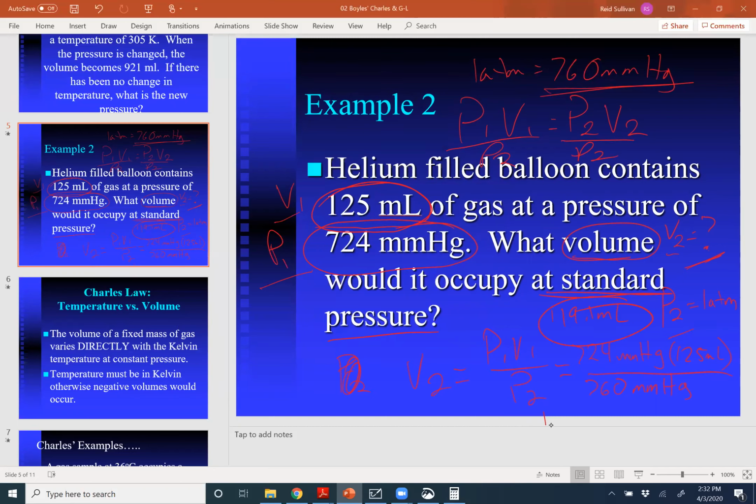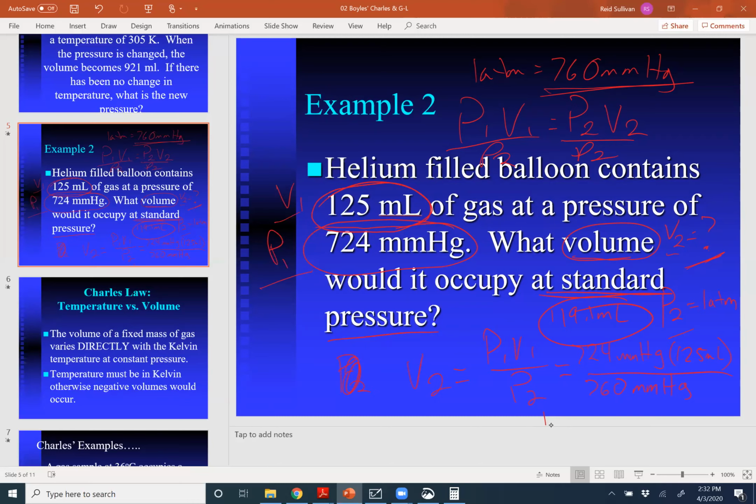That's smaller than we originally had. Remember the inverse relationship, pressure goes up, volume goes down. The pressure went up, but it didn't go up very much, didn't change much at all. And so therefore, the volume is going to go down, but not very much at all.